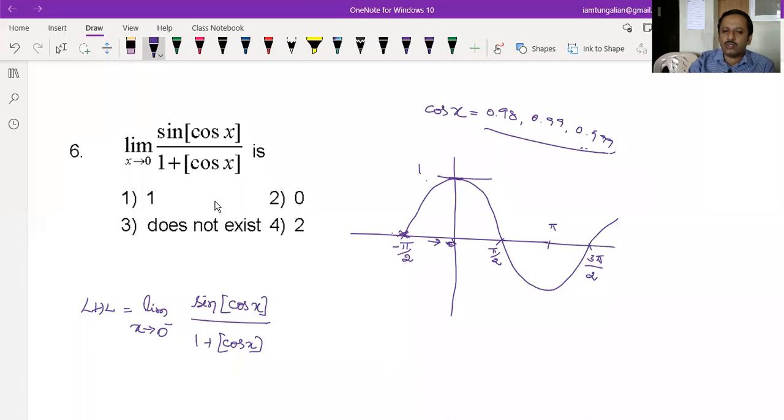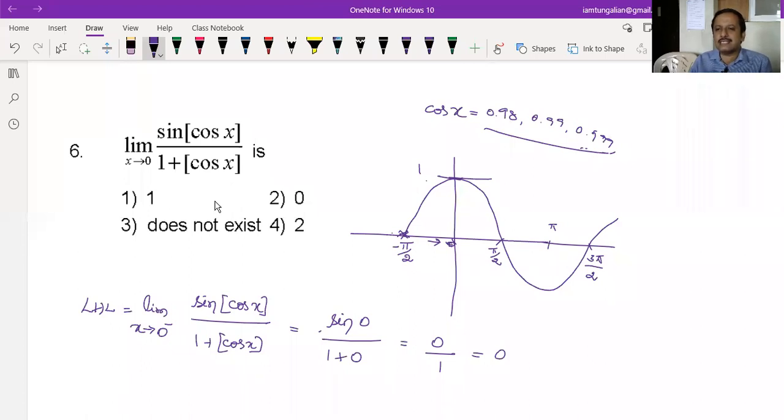But at all those points, what happens to step of cos x? Step of 0.98, step of 0.99, step of 0.999, etc. All these values will be 0, divided by 1 plus 0. So sin 0 is 0, 0 by 1 is equal to 0. Hence, left-hand limit is equal to 0.